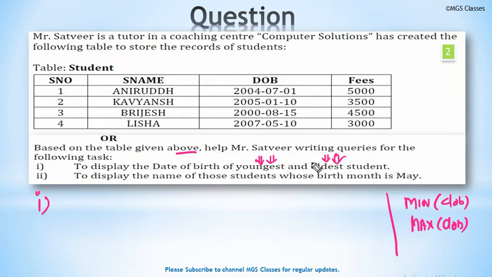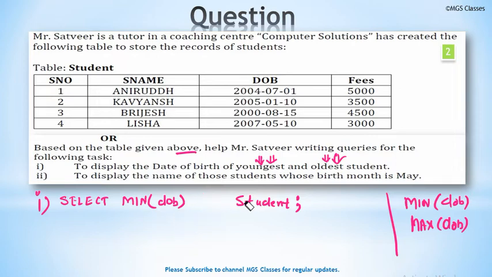So how will you write the SQL query to display the date of birth of the youngest and oldest student? You will write select first, and then max, min, whatever you want, min, and then date of birth, DOB, in capitals, from, and then the table name is what? Student. So you will write like this. That will print the minimum date of birth, and oh sorry, I have forgotten something.